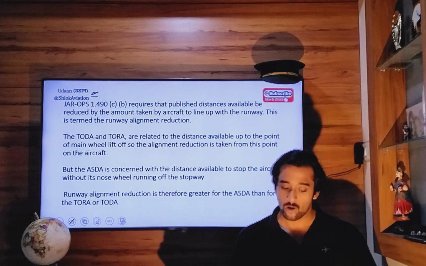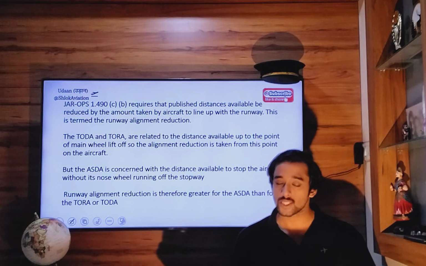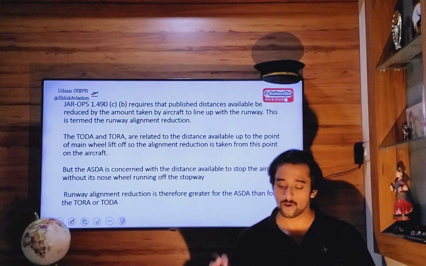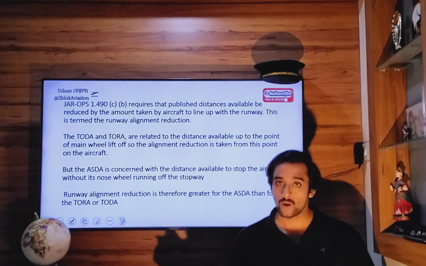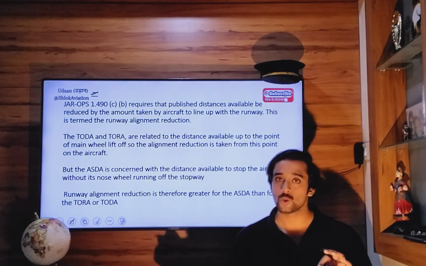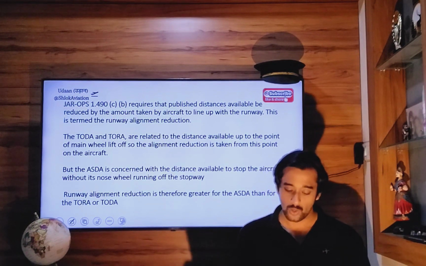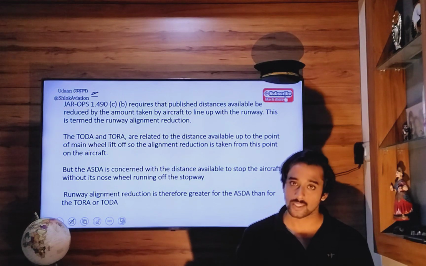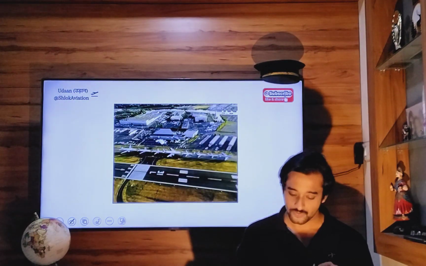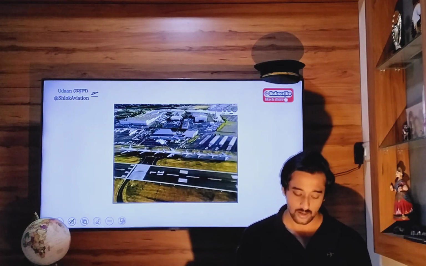Takeoff distance available, takeoff run available are related to the distance available up to the point main wheels lift off. So the alignment reduction is taken from this point on the aircraft. Accelerate stop distance is concerned with the distance available to stop the aircraft without its nose wheel going beyond the limits or running off the stopway. Okay, that's why runway alignment reduction is greater for accelerate stop distance than for takeoff run available or takeoff distance available. Next. Okay, so it's very important that you understand the concept of runway alignment reduction.